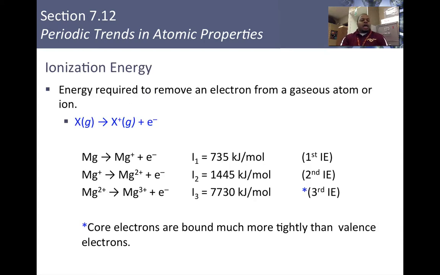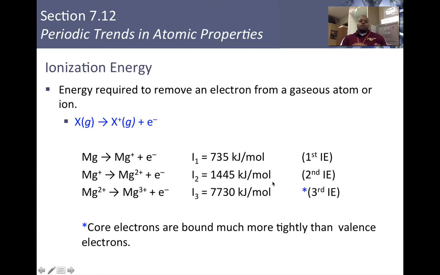But ionization energy, as we talked about before, is the energy required to remove an electron from a gaseous atom or ion. So if we're looking at what we have here for magnesium, as we pull that first electron off, it takes 735 kilojoules per mole. As we continue, notice the jump. As we try to take off that second electron, it takes a little bit more energy in order to have this happen.